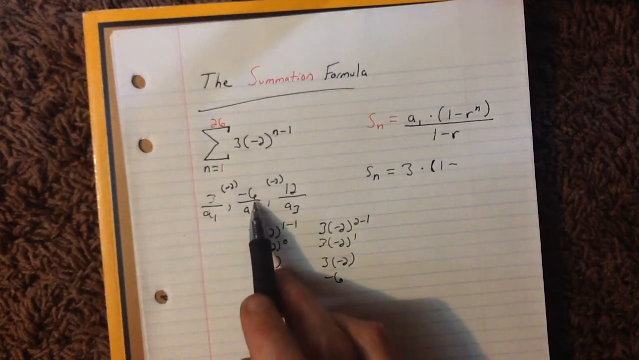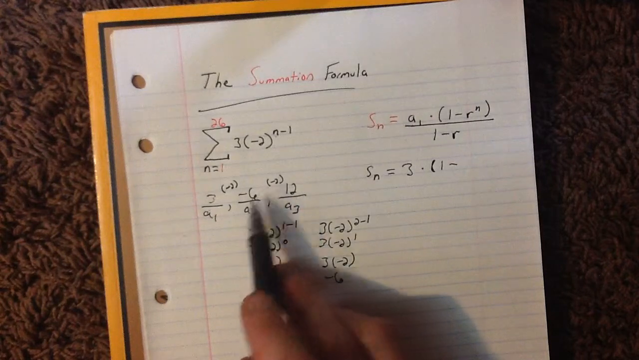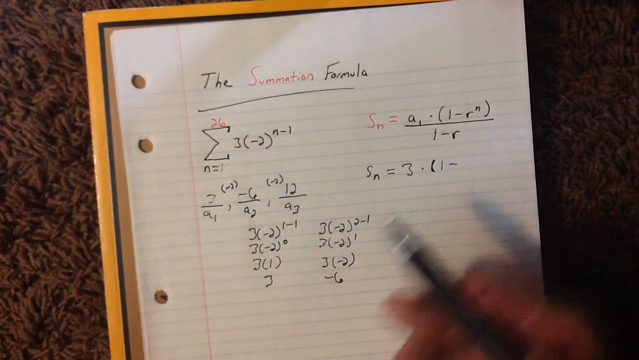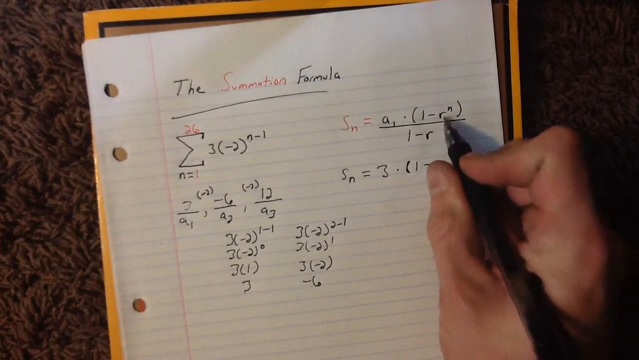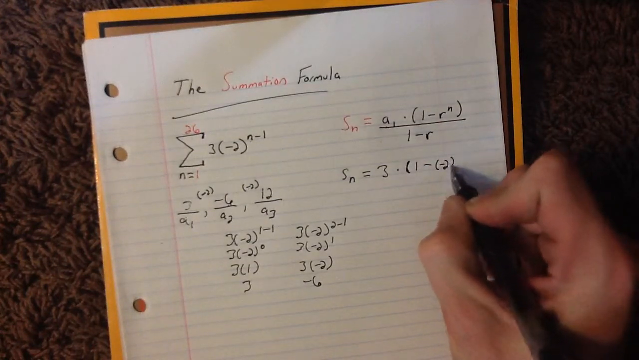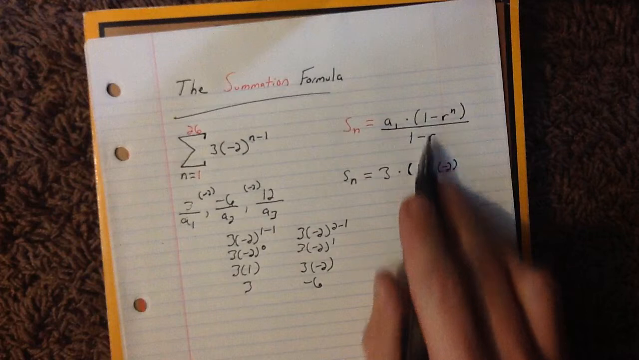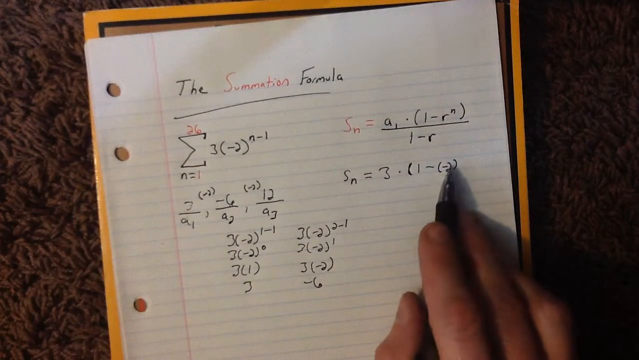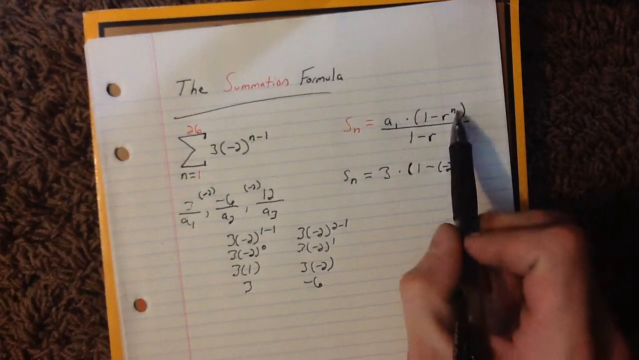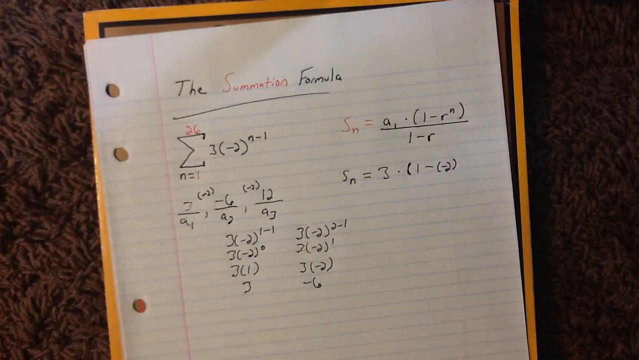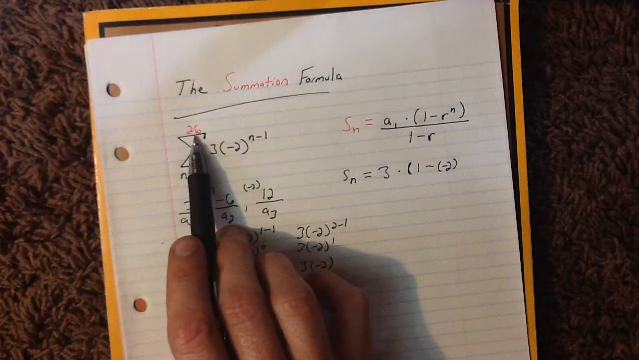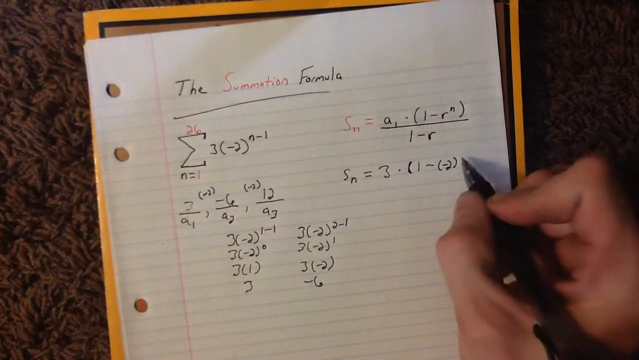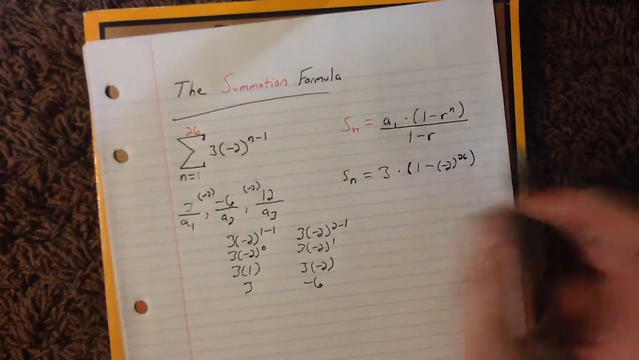3 times negative 2 is negative 6. Negative 6 times negative 2 is positive 12, so on and so forth. So my r is definitely a negative 2. I'm going to open up a set of parentheses to emphasize the difference between the minus that's in the formula and the fact that I plugged in a negative number. Now the n. The n in this situation, summation formula, is your stopping point atop your sigma. In this case, for us, it'll be 26.